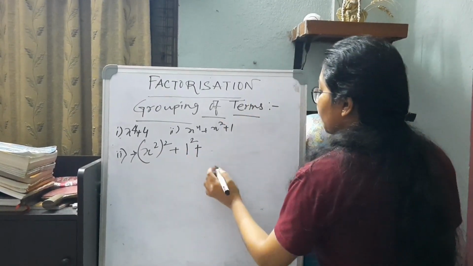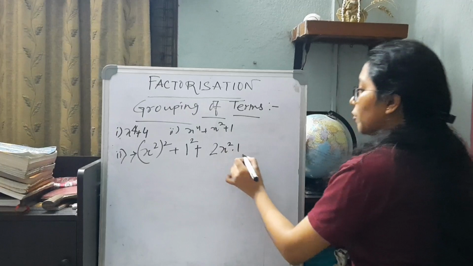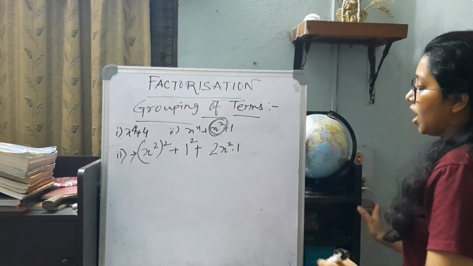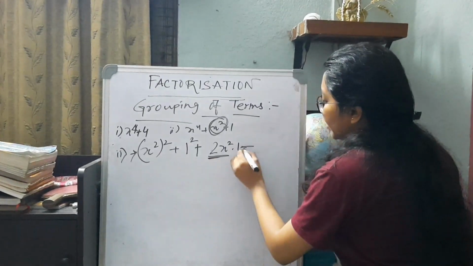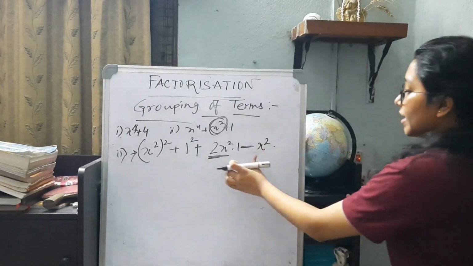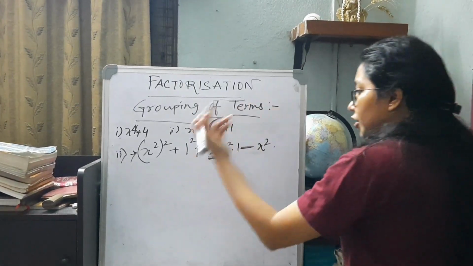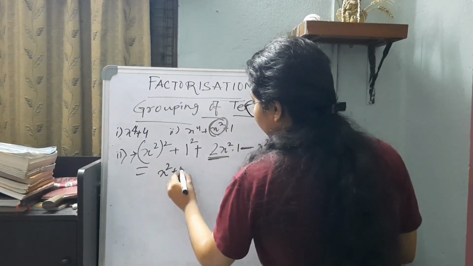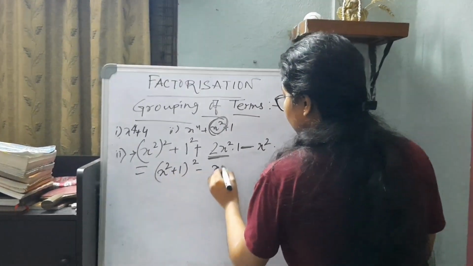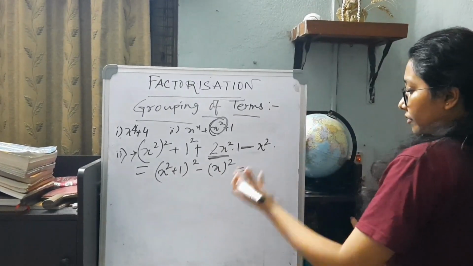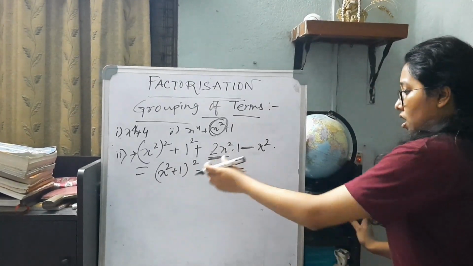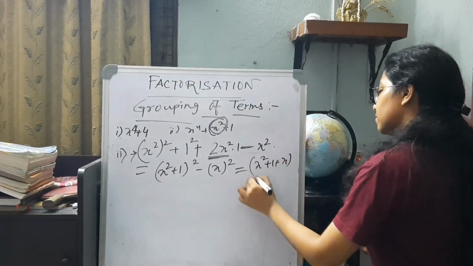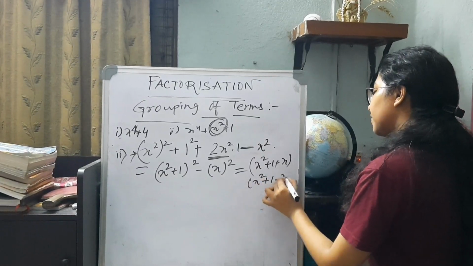Now what do I need extra? A 2x square into 1, and because 1x square is already provided to us and we have taken 2x square, 1x square needs to be subtracted so that it stays as x square only, like the original expression was. So this part now becomes x square plus 1 whole square minus x whole square. Again we are able to reduce it to the a plus b into a minus b form, and here comes the factor form.